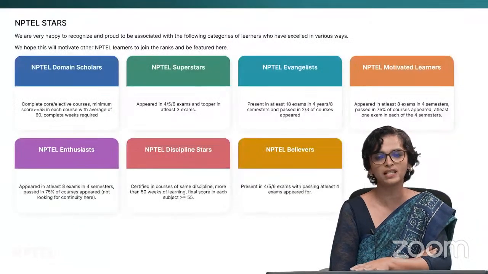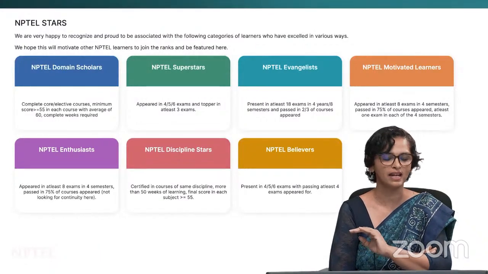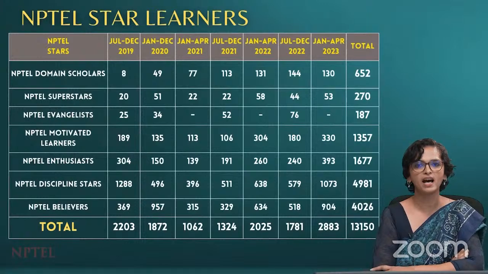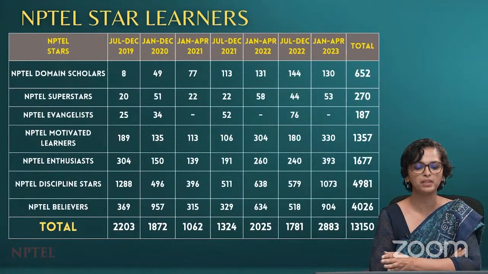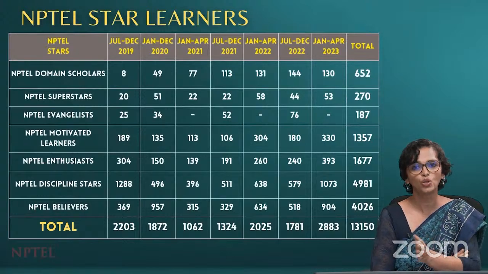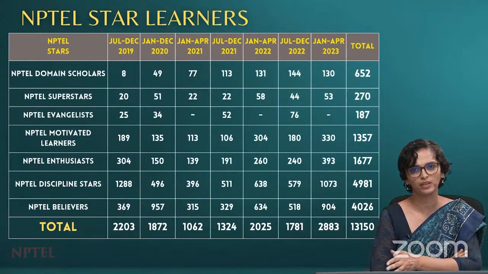And you can see that the numbers are not in the tens or the hundreds, but they are in the thousands in each of these, right? So this is the number of star learners. I'll talk more about the categories in the coming slides, but just looking at the numbers, you can see that the growth of numbers in every category has been quite good over the last 3 or 4 years.